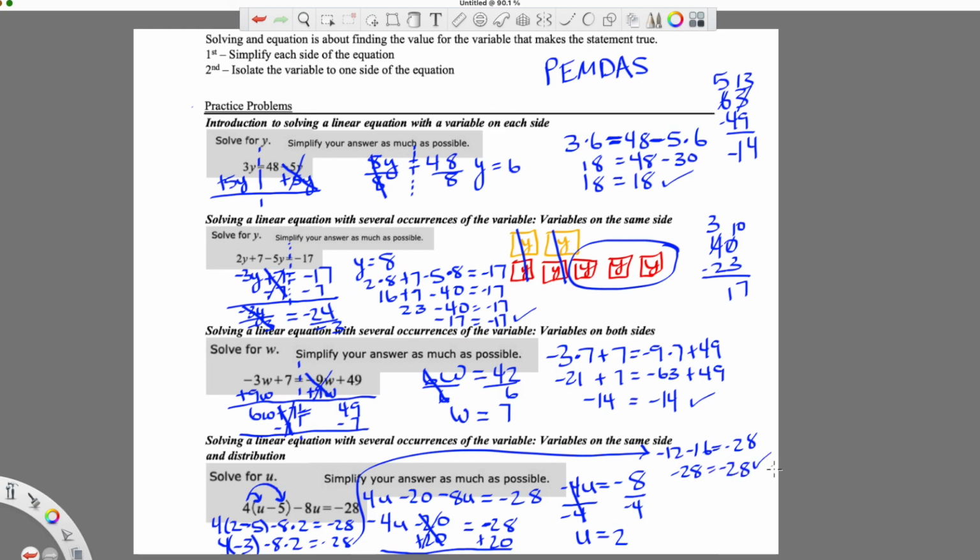All right, so that is how we simplify and solve equations with variables occurring multiple times. So go ahead and go on, Alex, and give it a try.